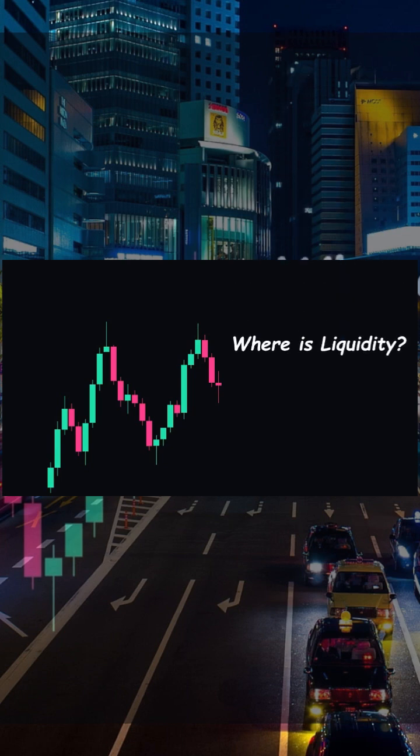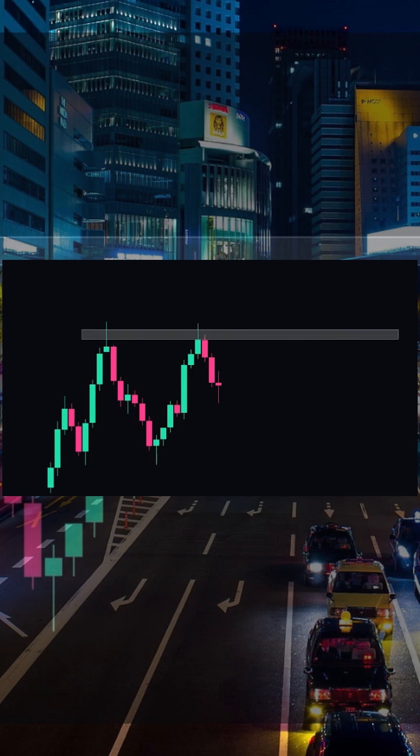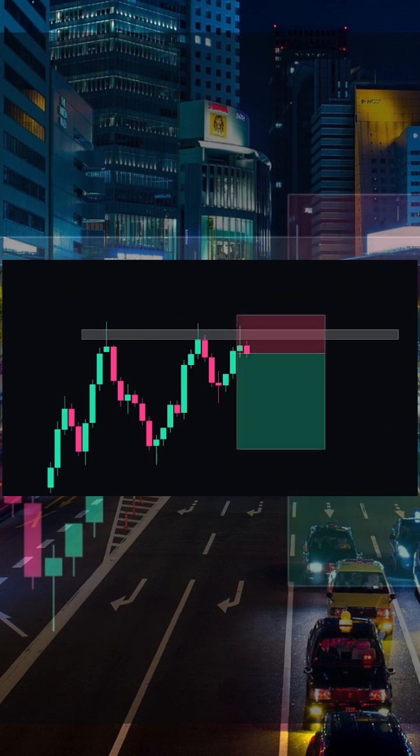So, where is the liquidity? Liquidity exists where retail traders enter the market. Here, we have an area of resistance that has rejected the price multiple times. If the price returns to this zone, many traders will go short, placing their stop losses just above it. This means the liquidity is above the zone. To hunt these stops, smart money needs to push the price higher to trigger the stop losses and fill their orders.